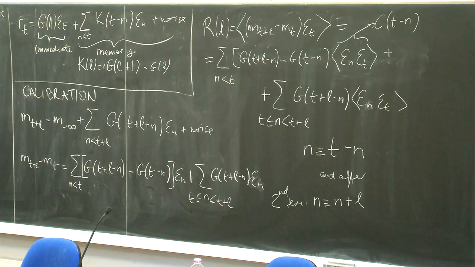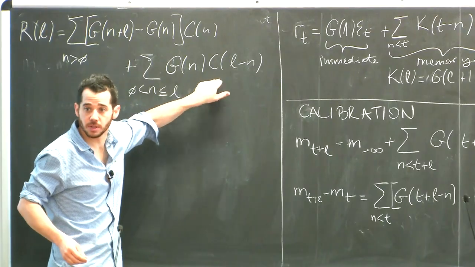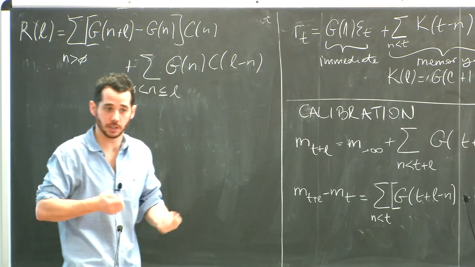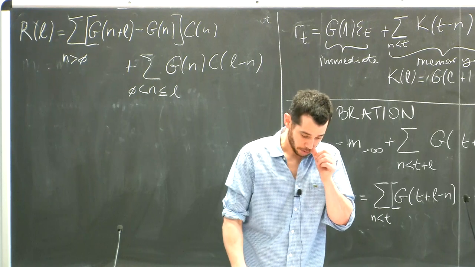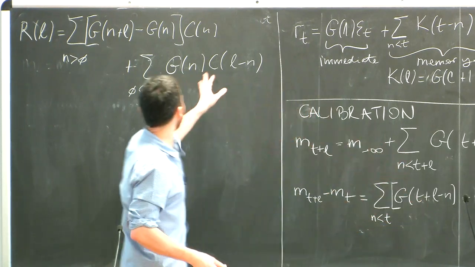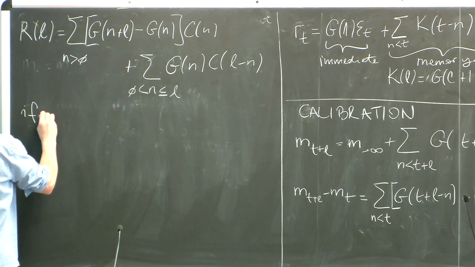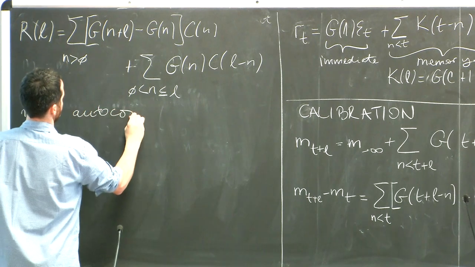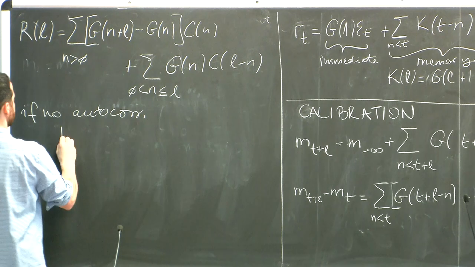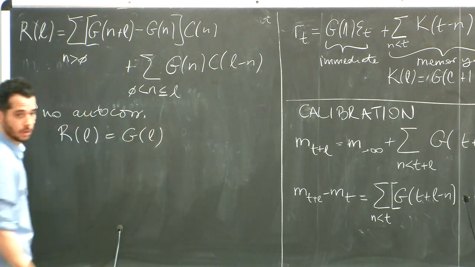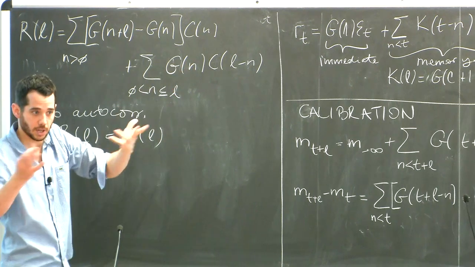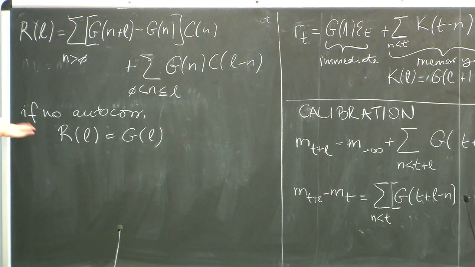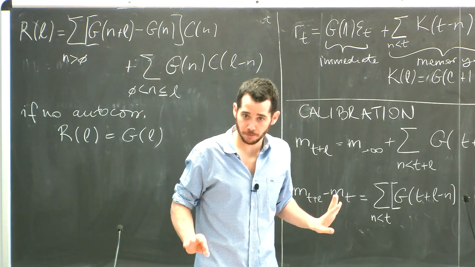Now actually we are happy, because we have these G's here, but everything else is measurable. C we can measure, R we can measure. So we have a system of equations, or a matrix equation, that we can solve. So we related this G to measurables. And of course, we get back the result that we had before. If no autocorrelation, then what you would get is R being G, because only one of these terms will stay, where C has zero in its argument, and of course the autocorrelation at lag zero is one, and you get back this. But no surprise.